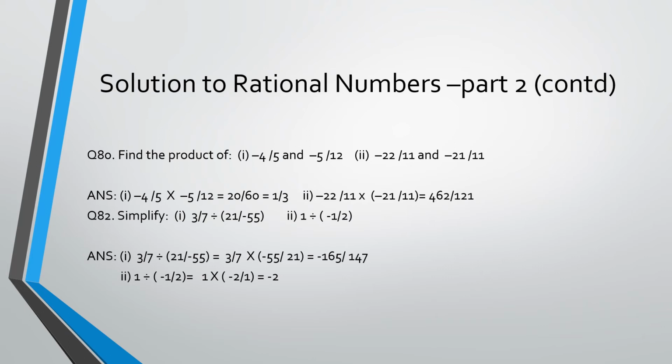Question number 82. Simplify. Division sums are given. Now we all know division changes to multiplication and the number after the division sign will be written as its reciprocal, that means inverse. So the first part is 3 by 7 multiplied by minus 55 by 21 and my final answer is minus 165 by 147.